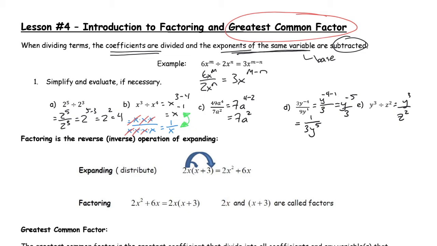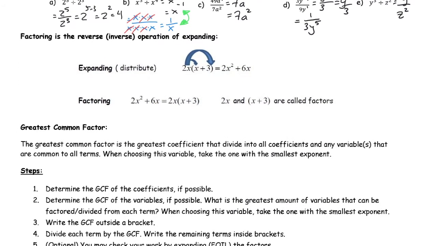So now let's take a quick look at factoring. With that kind of foundation set here, let's change our attention to what factoring is. Factoring is the reverse or the opposite of expanding. When we expand, when we're talking about polynomials, this is distribution. And so what happens here is we go from a monomial to a polynomial.